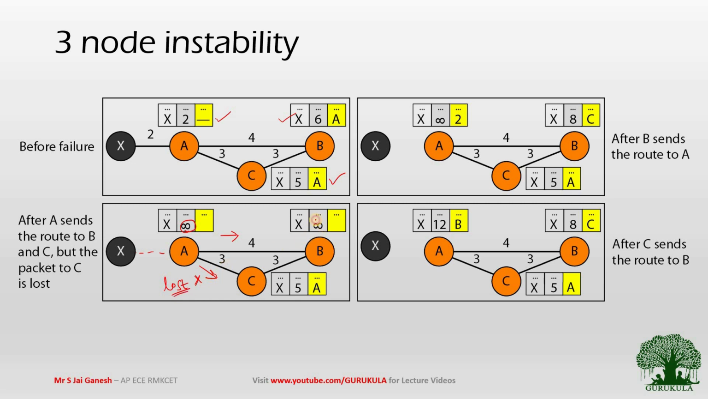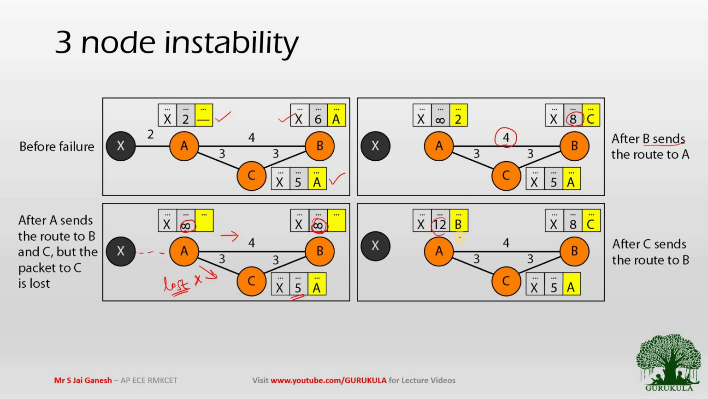So what happened? Only B will update its table and C will not update its table. Now B will be sending its table and C will be sending its table. Again, this creates a three node instability problem. So this is what happens when B sends its routing table to A. Now A will come to know that we can reach X with a cost of 8 plus 4.